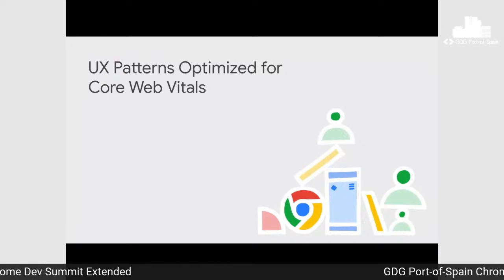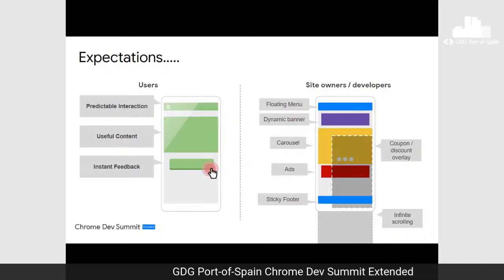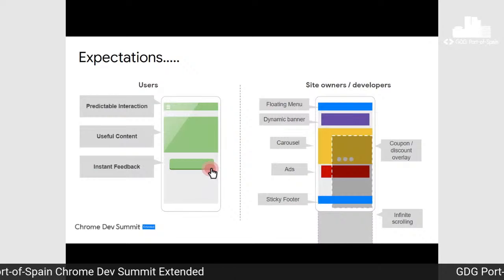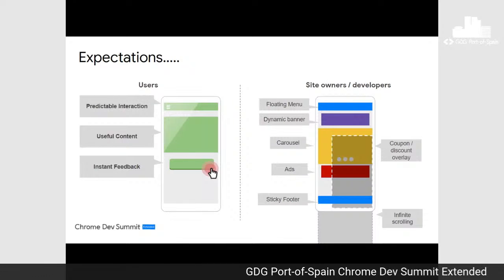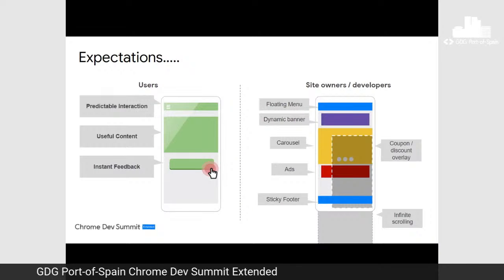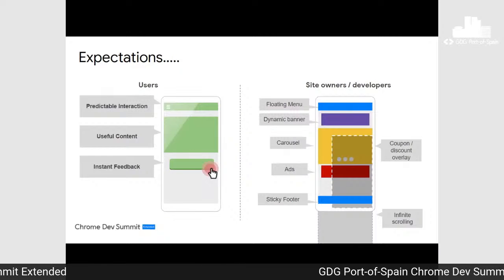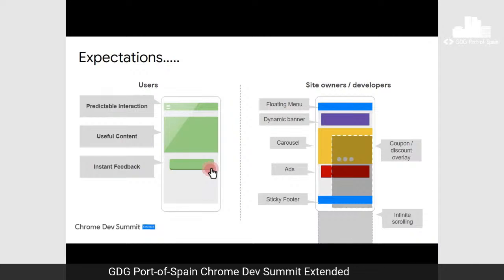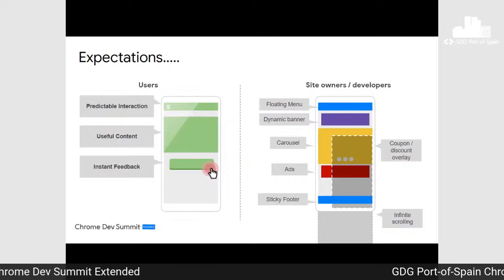So first, let's talk about UX patterns optimized for core web vitals. When a user visits a website, they have certain expectations. They want to see useful content and interactions that are smooth and predictable. But as developers, we try different UI patterns to meet the expectations, but we also have these business needs. We need to cover things like carousels and ads, footers. So it's a funny balancing act where we're trying to achieve the business goals, but still want to give a good experience for our users.